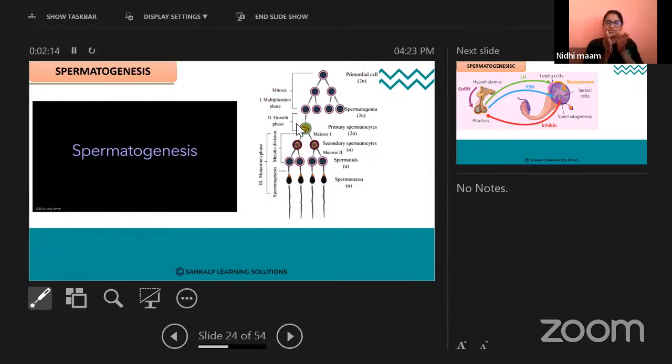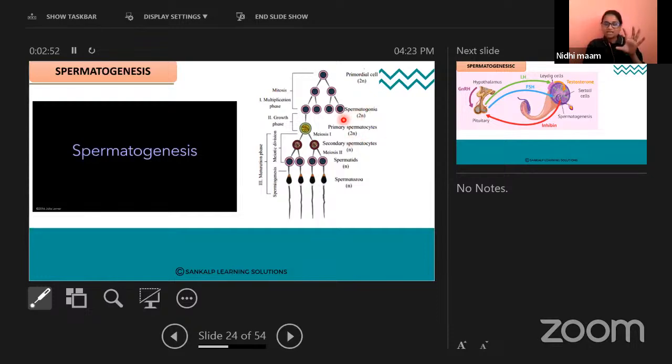This spermatogonia will grow. These cells will grow and will not divide mitotically again. These spermatogonium cells will grow in size, and we call this the growth phase. When we observe the increase in size of those cells, they are regarded as primary spermatocytes. Remember, primary spermatocytes are also diploid.